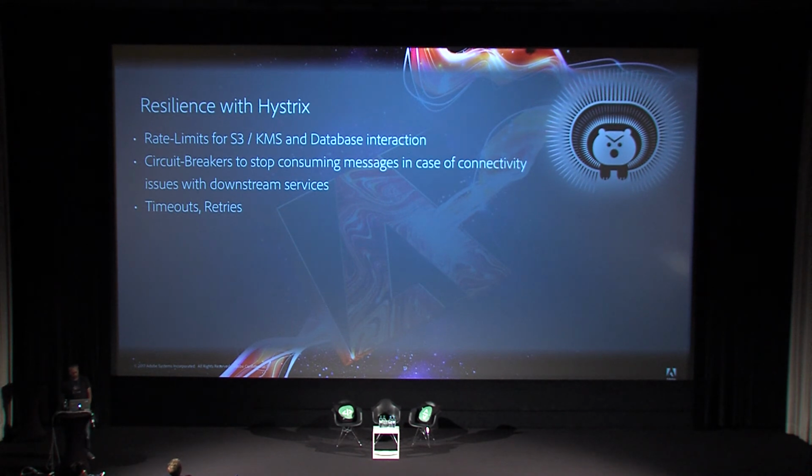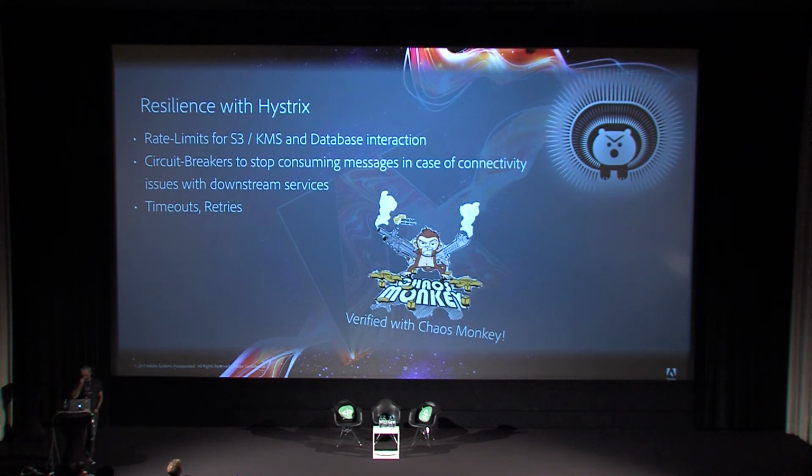to put in some rate limits when doing all the S3 and KMS requests. We have circuit breakers that stop processing of messages in case we hit some limits, or we have connectivity issues with one of the downstream services. And we also deal with timeouts and retries there. And we've tested that with Chaos Monkey, and that worked quite well.